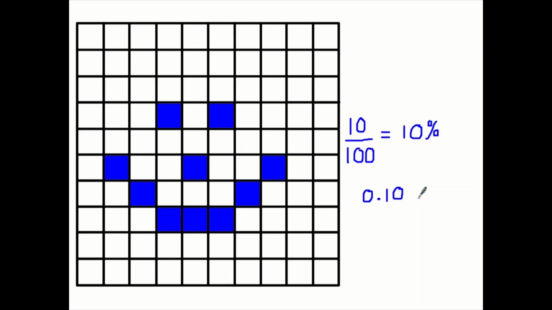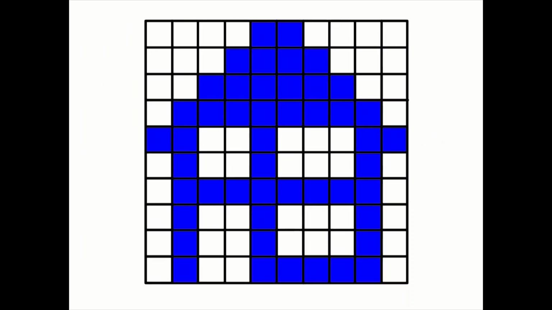Okay, so once you've done your little picture, I would like you to put at the side the fraction out of 100, the percentage, and if you can, the decimal as well. So you can make your pictures of what you want, try and be nice and creative. You could even do something similar to me in terms of a house.